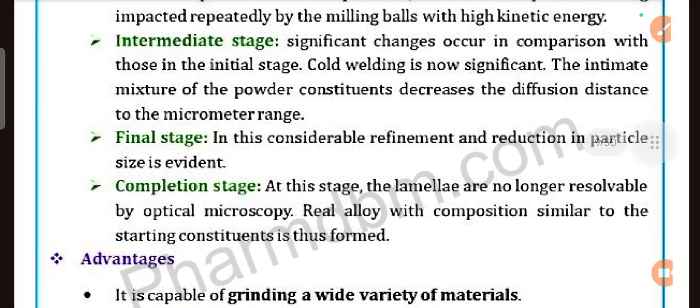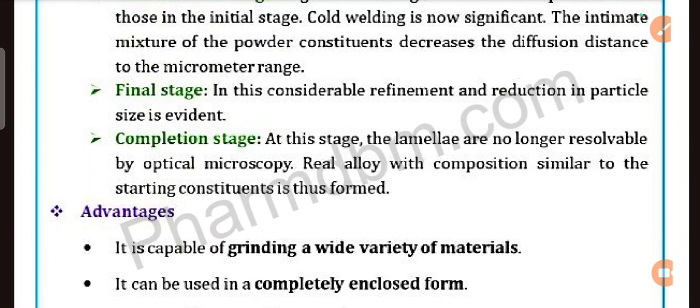Significant changes occur in comparison with those in the initial stage. Cold welding is now significant. The intimate mixture of the powder constituents decreases the diffusion distance to the micrometer range. Final stage. In this, considerable refinement and reduction in particle size is evident.